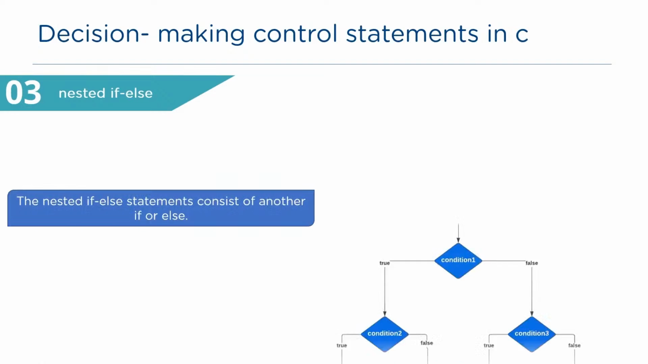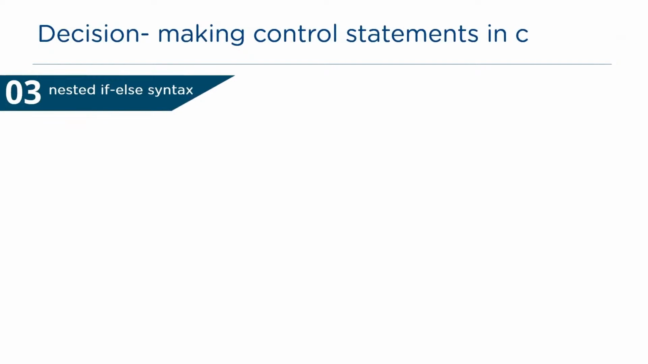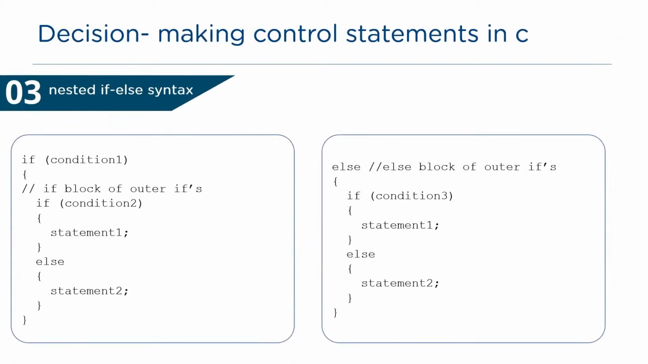Next we have nested if-else statement. The nested if-else statements consist of another if or else. Let us understand nested if-else statements with the help of syntax. These consist of another if-else statement inside the outer if block and another if-else inside the outer else block. Let's understand by an example.